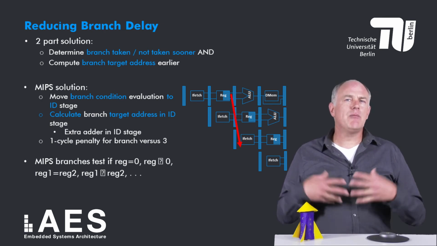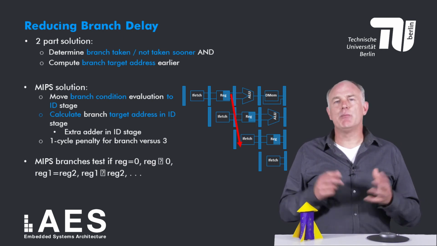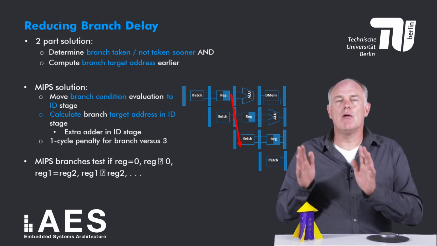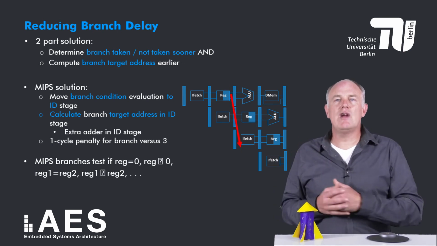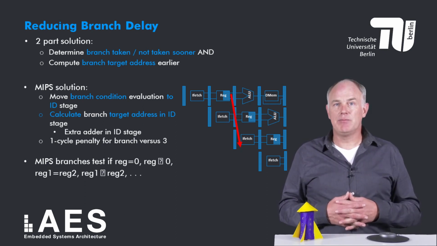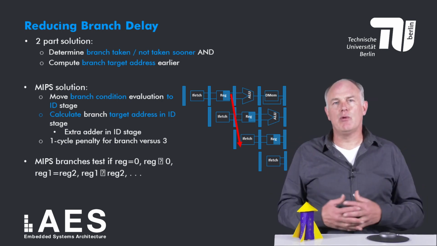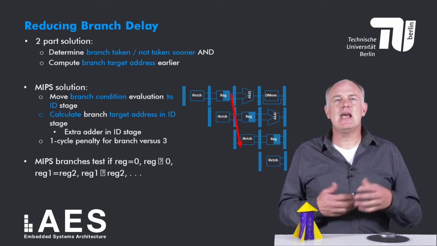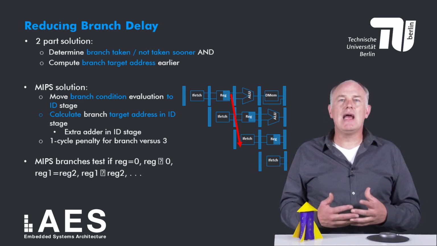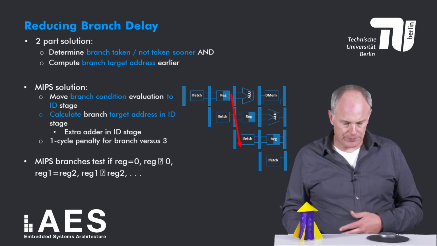In order to be able to evaluate the branch condition in a fraction of a clock cycle, the branches supported by MIPS are relatively simple. We test if a register is 0 or unequal to 0, or if 2 registers are equal or unequal. These tests can be done quickly. MIPS, at least the MIPS1 instruction set, does not support, for example, branch if less than or branch if less than or equal. These branches are more complex and cannot be evaluated in a small fraction of a clock cycle.